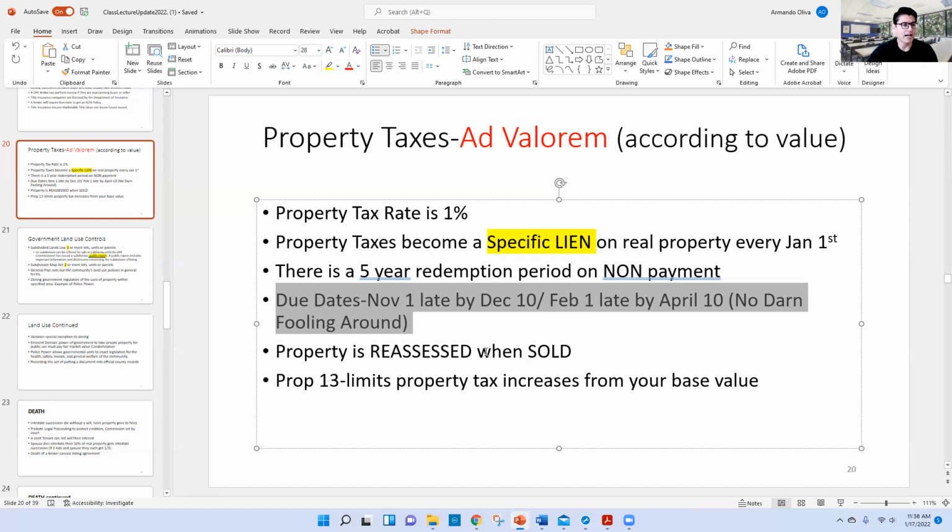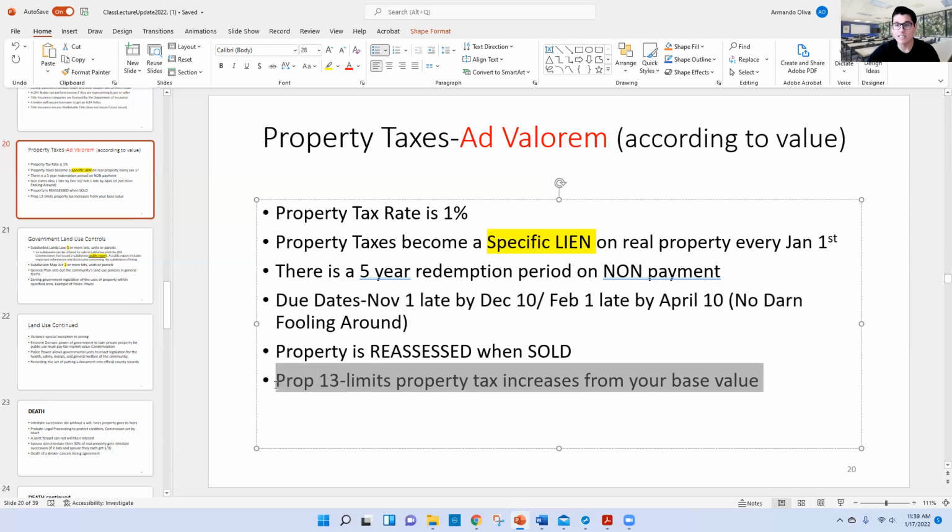So when are property taxes reassessed? When sold. When you now sell your home, that person's going to have to pay property taxes based on what they just purchased it for. Now, why can't property taxes get jacked up every year because the county wants money? Well, thanks to a great law of the land that got passed years ago called Proposition 13. Prop 13 limits property tax increases from your base value. So once you buy it, Prop 13 says you can't jack up this person's property taxes every year beyond 2% of whatever that original base value is. So that keeps property taxes rather low.